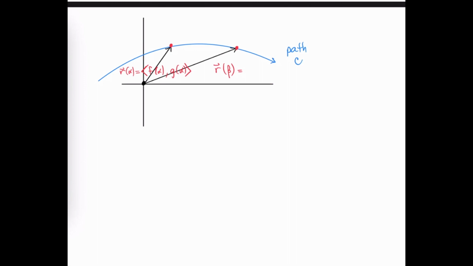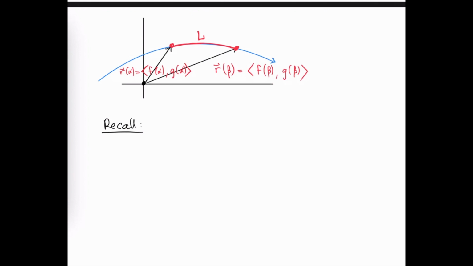And the second vector terminates at the point that finishes the arc length, and this vector is determined by plugging beta into these parametric equations as well. So our derivation is giving us a formula for calculating this arc length here from the tip of r at alpha to the tip of r at beta.